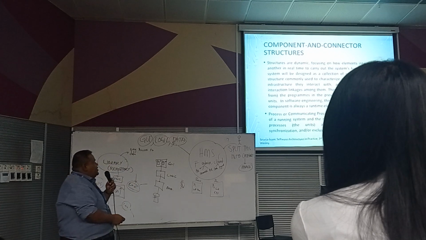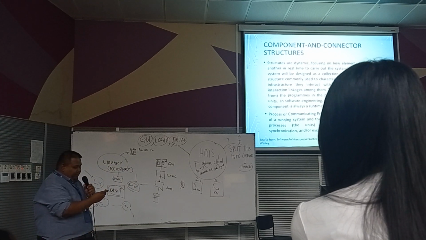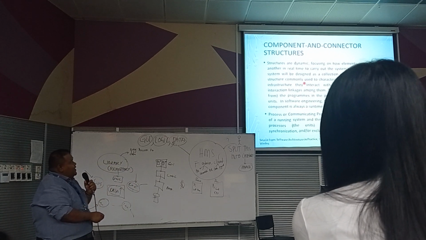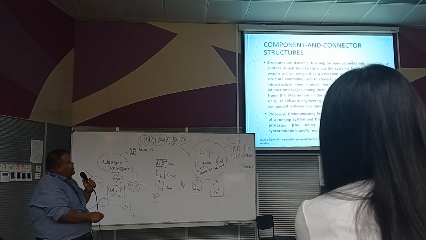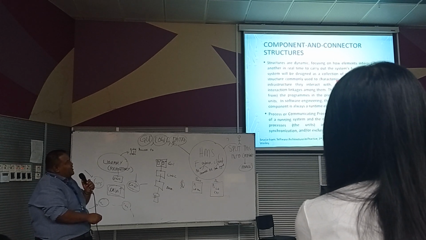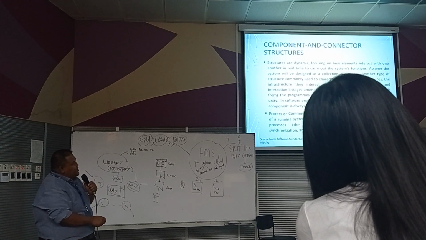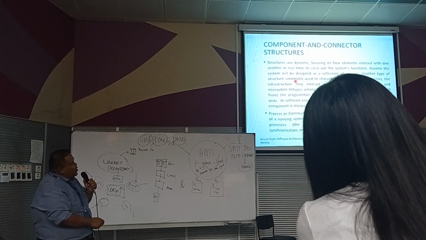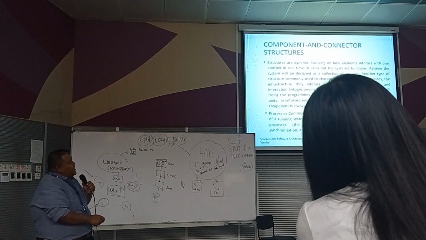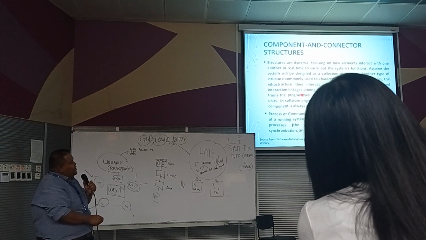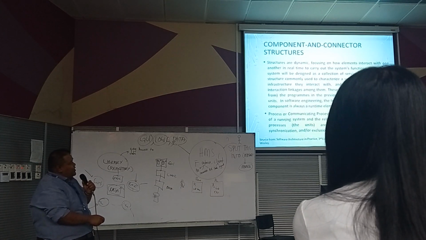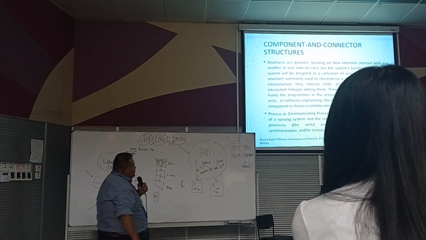Next one is called component and connector. These structures are dynamic, focusing on how elements interact with one another in real time to carry out the system function. Assume the system is designed as a collection of services. Another type of structure commonly used to characterize a system is the services, the infrastructure they interact with, and the synchronization and interaction linkage between them.